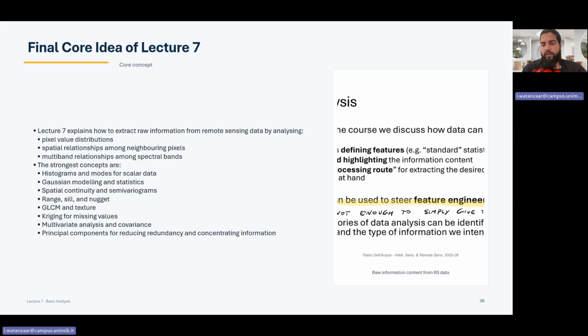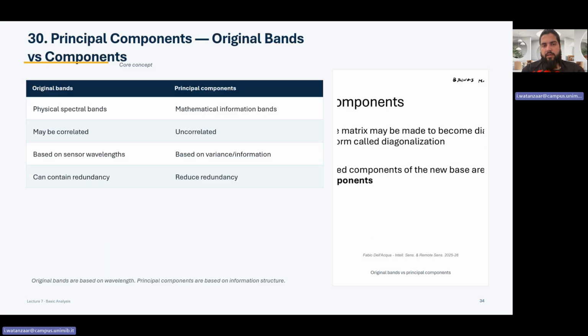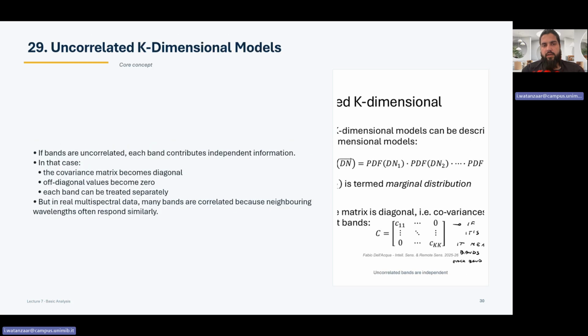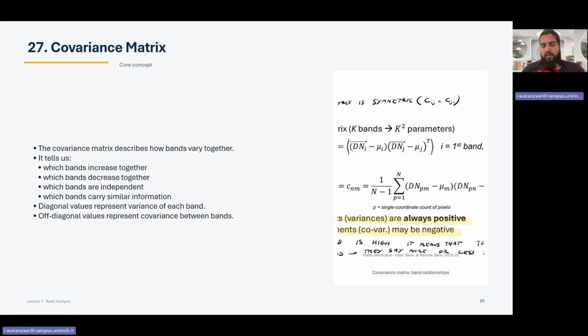Multivariate analysis and covariance we discussed. These are also really core topics. In multivariate analysis, principal component analysis for redundancy and concentrating information is really important. The covariance discussed here was more or less like the concept of co-occurrence in spatial analysis. Here we see the correlation matrix is the practical, standardized method, and this is the covariance matrix.